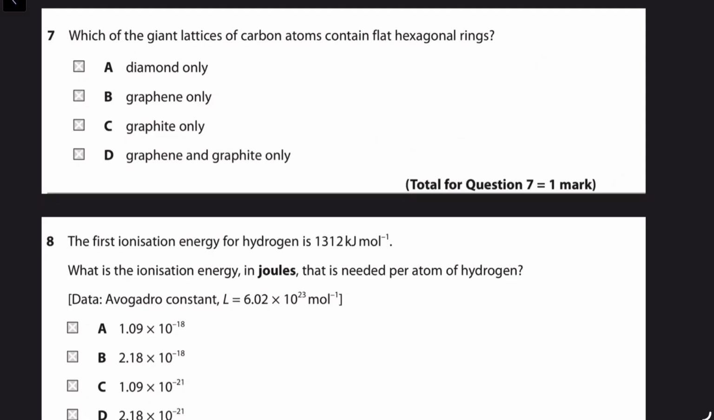Question number 7. Which of the giant lattices of carbon atoms contain flat hexagonal rings? Diamond has a tetrahedral arrangement, so it's not a hexagonal ring. Both graphite and graphene have flat hexagonal rings, so the correct answer is D.